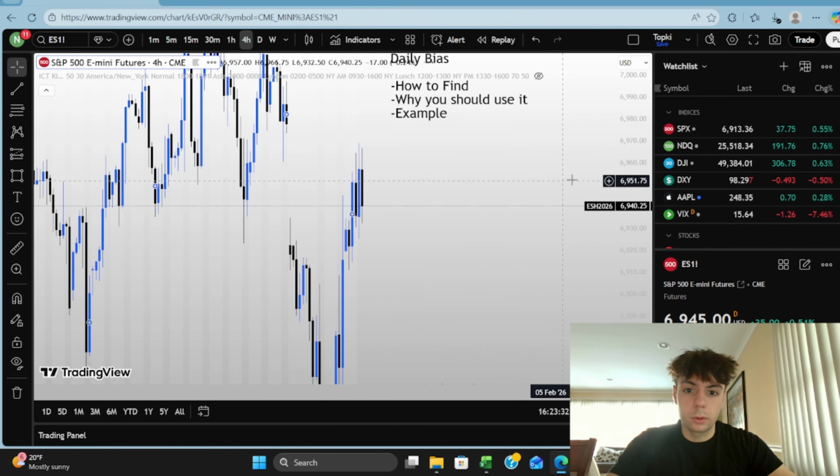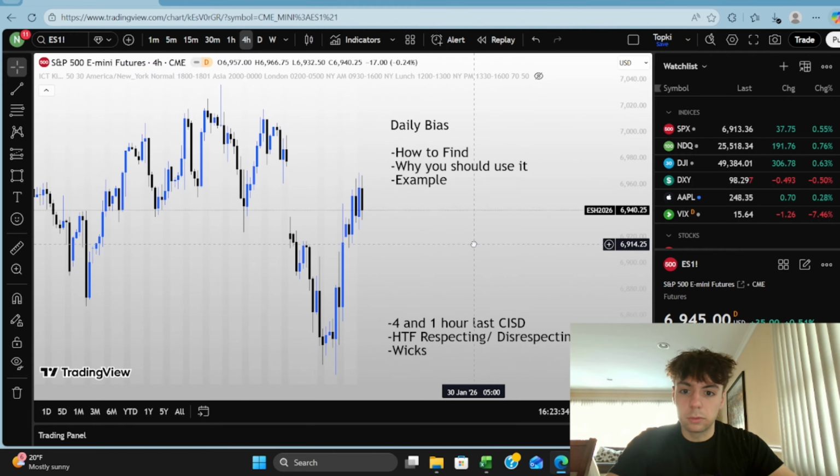And then we go to the 4-hour. What do we see on the 4-hour? We just inversed a 4-hour gap to the upside, and we are also respecting a 4-hour gap.